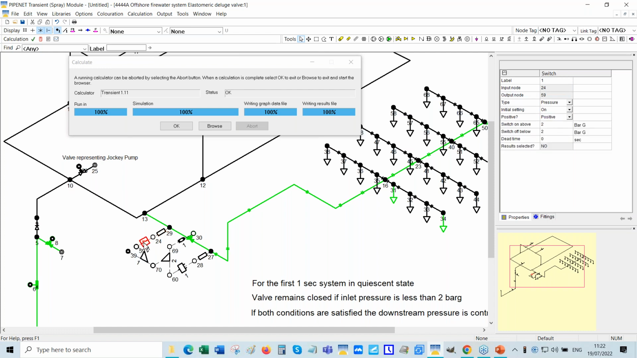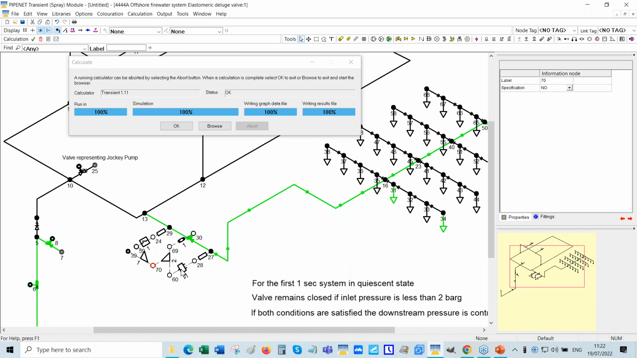And that's a switch. The switch is on above 2 bar and off below 2 bar. So unless the pressure here is 2 bar or more, the output from here will be 0. So if one of these two conditions is not satisfied, the signal here will be 0.